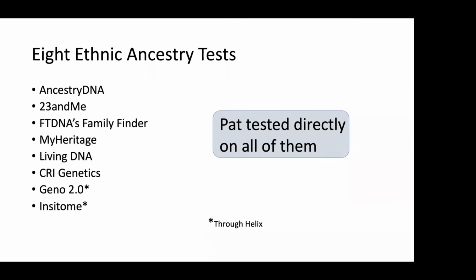To create this presentation, I bought these 8 tests and had Pat do every one. Ancestry DNA, 23andMe, Family Tree DNA's Family Finder, MyHeritage, Living DNA, CRI Genetics, Geno 2.0, and Insotomy. None of these use data transferred from another test. She had to spit into a tube or swab her cheeks for every one of them.